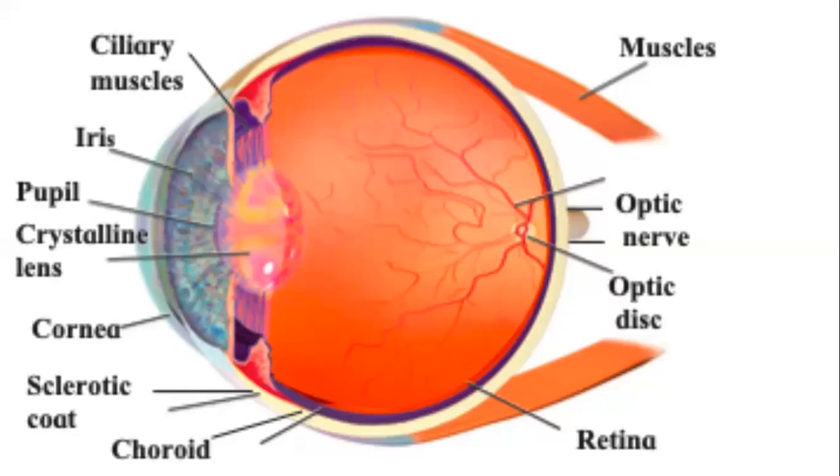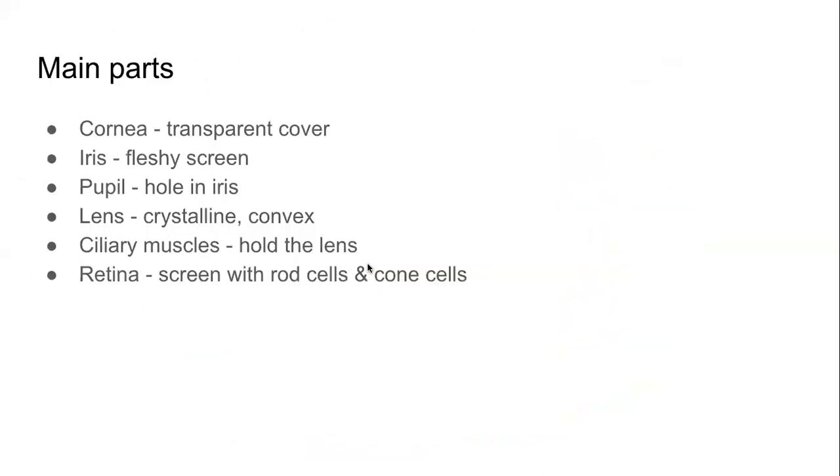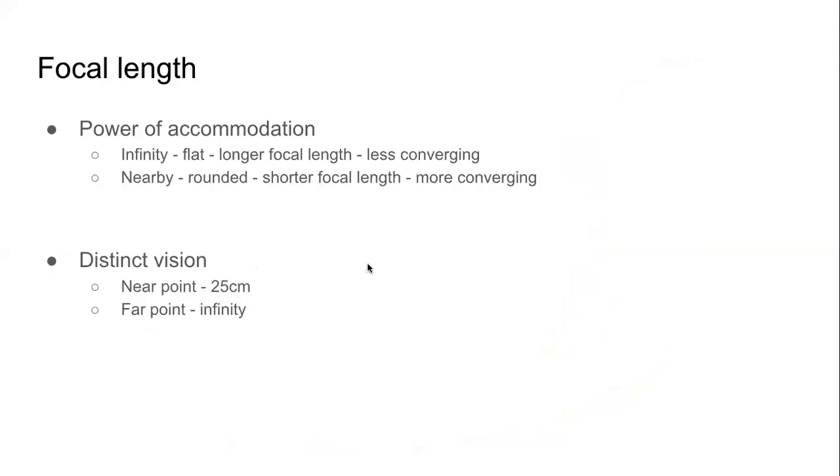Okay? And this power of the lens, this ability of the lens, this capacity of the lens to change its focal length is called the power of accommodation. It is called the power of accommodation.